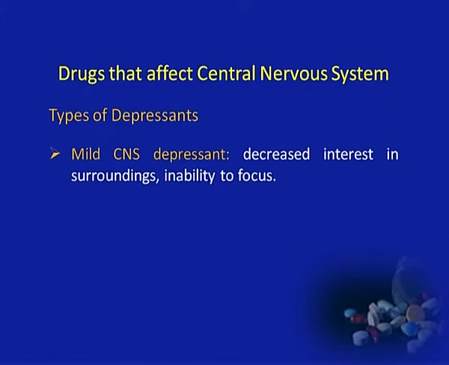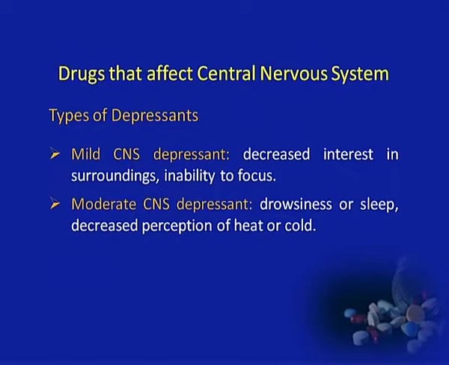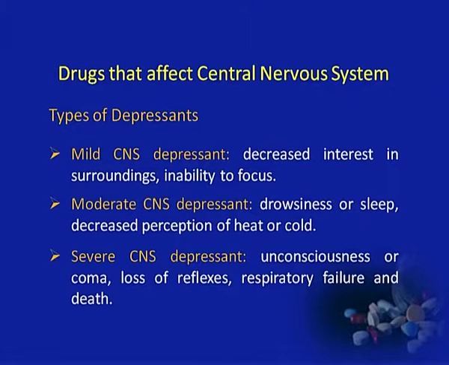Let's discuss the types of depressant drugs. Mild CNS depressants decrease interest in surroundings and cause inability to focus, while moderate CNS depressants cause drowsiness or sleep and decrease perception of heat or cold. Severe CNS depressants cause unconsciousness or coma, loss of reflexes, respiratory failure and death.